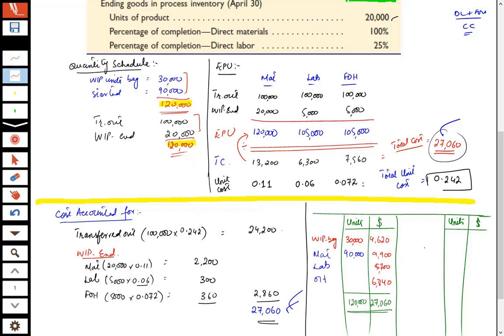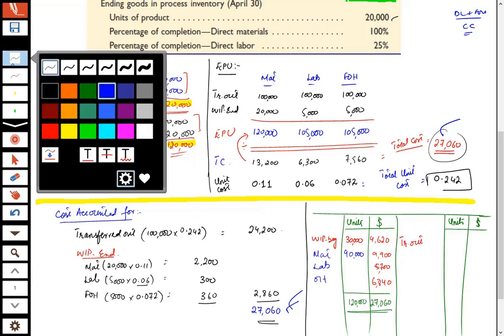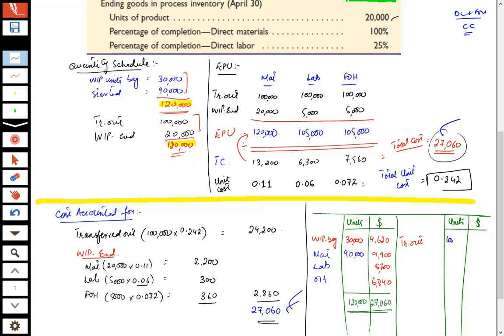Now, in this part, that is the credit part, we will write out first transfer out. How many units we have transferred out? 100,000. And what is the cost of 100,000 that we have calculated as 24,200? Then we have the WIP ending. This WIP ending will serve as the CD and it will be the BD in the next month, May. But we are not making the month of May. We are in the month of April.